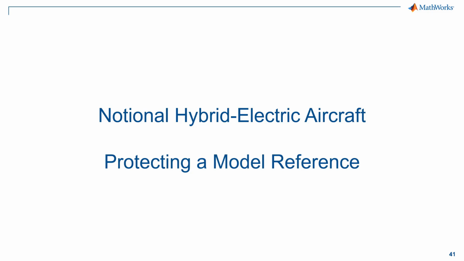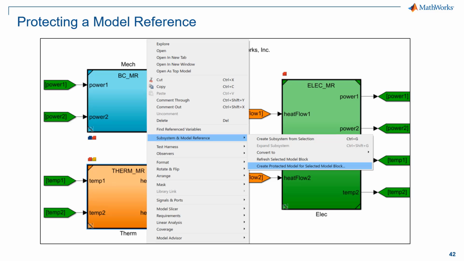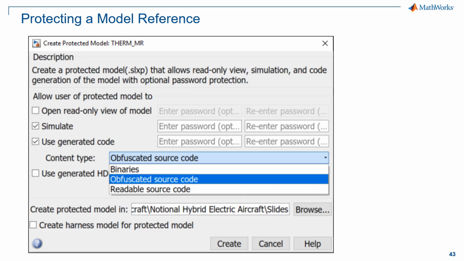In this section, we'll discuss how we can protect a model reference in order to hide model implementation details and protect intellectual property. To protect a given model reference, you first right-click on the model reference, in this case the thermal system at the bottom left, select Subsystem and Model Reference on the context menu, and then Create Protected Model for selected model block. In the Create Protected Model window, select Simulate, and if you want to deploy this protected model, say using Simulink Realtime and Speedgoat, then you would also select Use Generated Code.